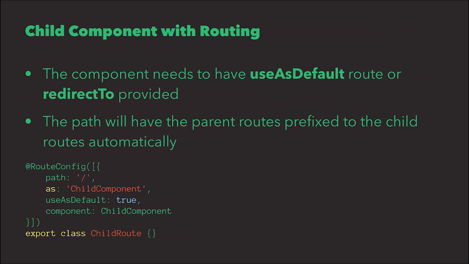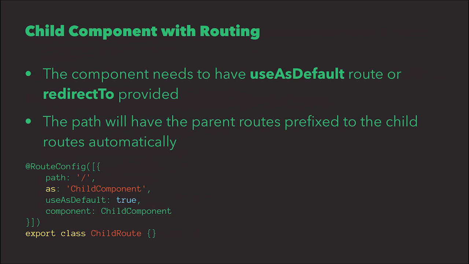So when you're creating a child component with router routing, one thing that you need to keep in mind is that you need to have what Angular considers to be a terminal route, which is a route that it will default to if it can't find anything else. The ways that you can do this is by having a useAsDefault, or either have a redirectTo. If a route like this is not provided, then Angular will complain that it can't understand the routing information that you have provided.